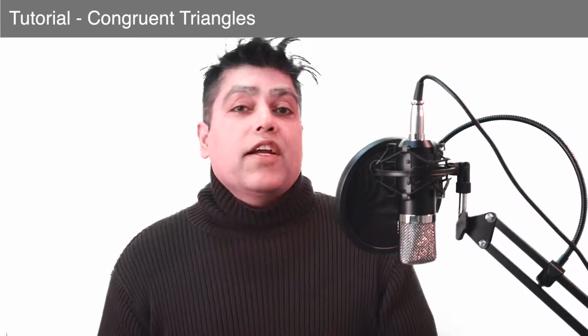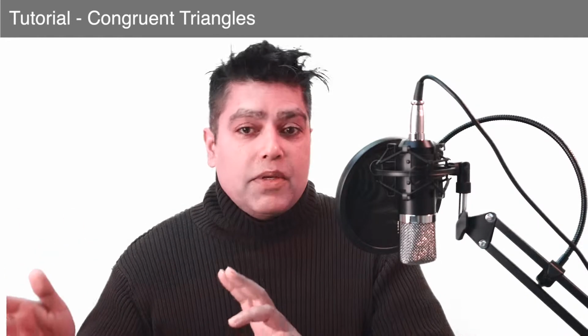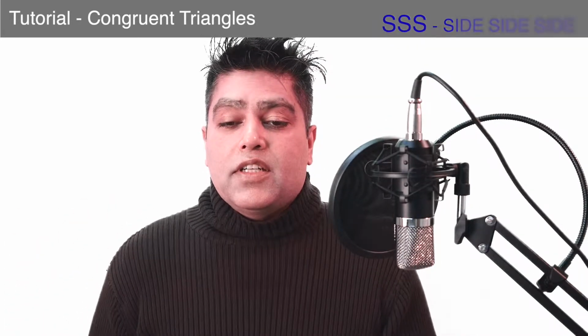If you copy and paste one triangle, the other triangle is an exact replica of the first triangle, and both are considered congruent. No matter how they are oriented, they can be flipped, they can be rotated, they'll still be congruent. Now let's take a look at different types of congruence, starting with side, side, side, or SSS.